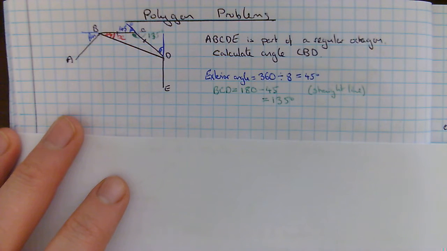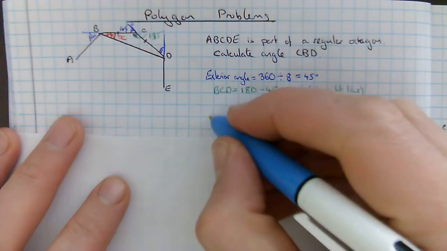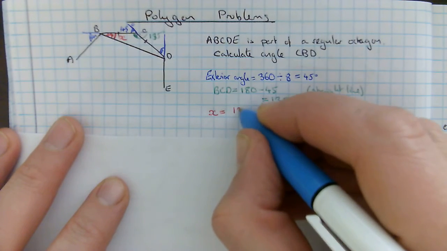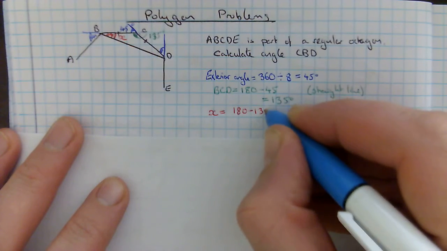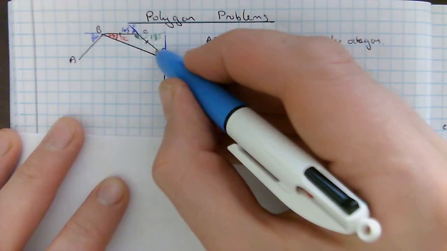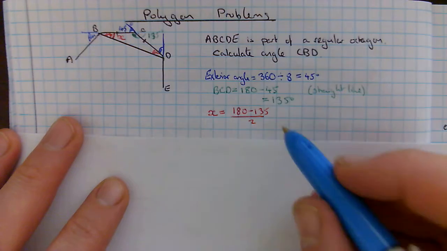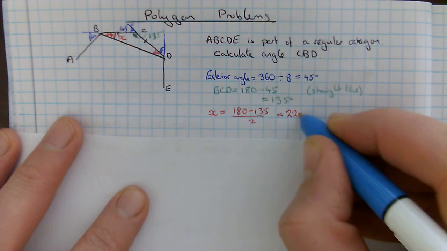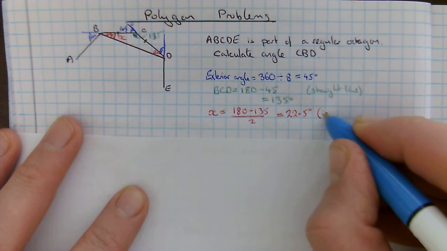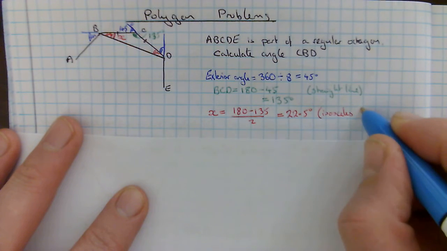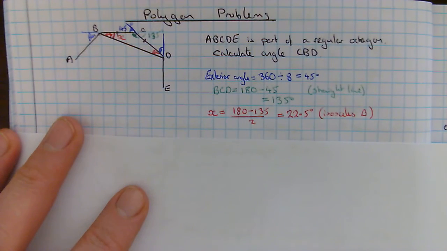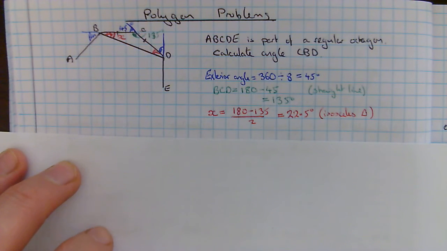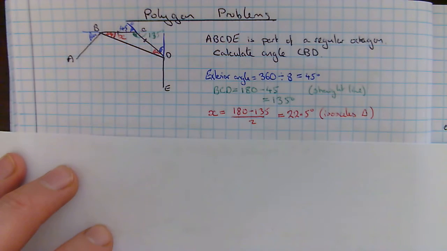So I can then say that X must equal 180 take away 135 divided by 2, because I'm sharing that equally between these two base angles. 180 take away 135 is 45, divided by 2 is 22.5 degrees. And the reason why is it's an isosceles triangle. Not easy, huh? So that could come up towards the end of the foundation paper, and it even crosses over into the higher paper. Pause the video, write down the worked example, and then I'll give you some questions to try yourselves.